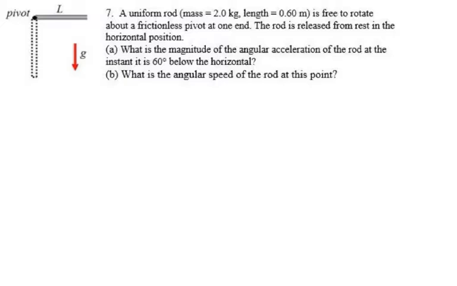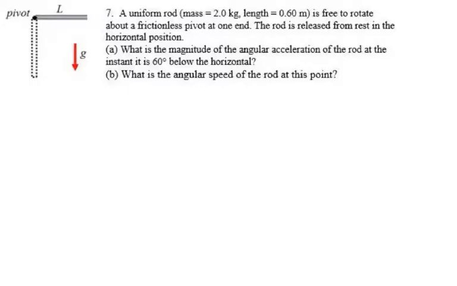Here's sample test problem number 7. A uniform rod, mass 2 kilograms, length 0.6 meters, is free to rotate about a frictionless pivot at one end. The rod is released from rest in the horizontal position. What is the magnitude of the angular acceleration of the rod at the instant it is 60 degrees below the horizontal, and what is the angular speed of the rod at this point?